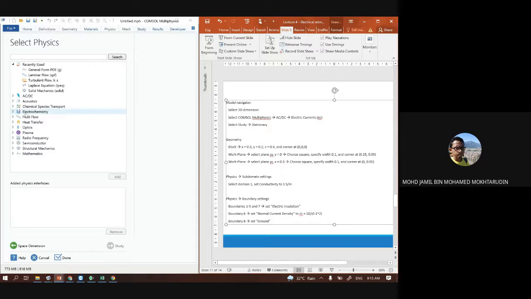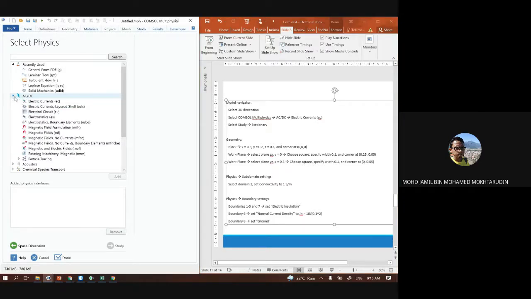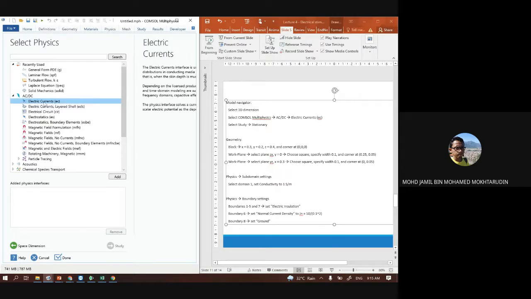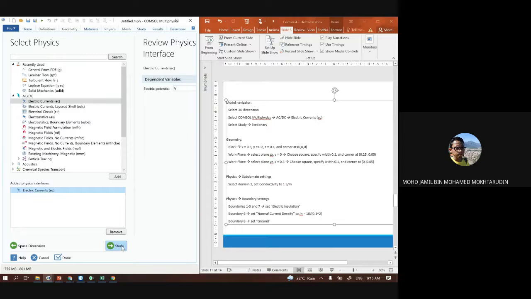So it's in here, AC/DC. If you drop down, you can choose this electrical currents, EC, or you can just type in the search "electrical currents." Then you will find a similar physics. So just double click and then click study.